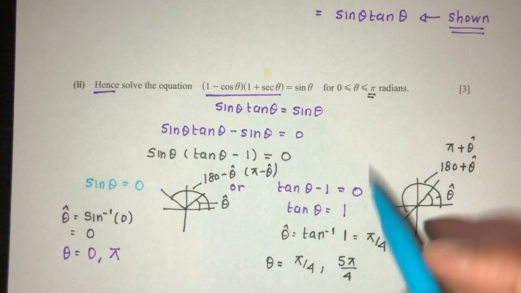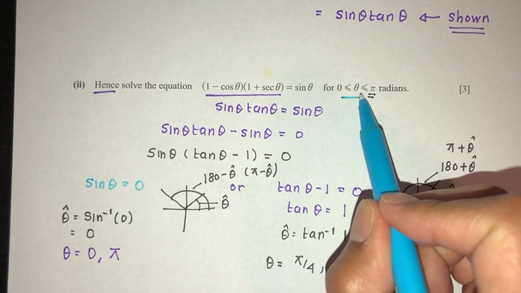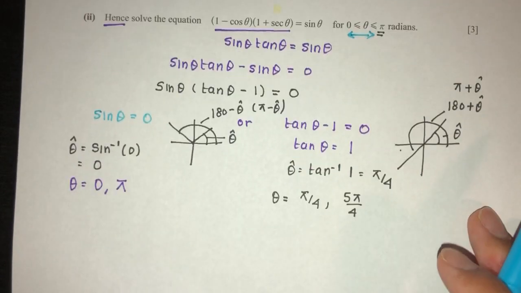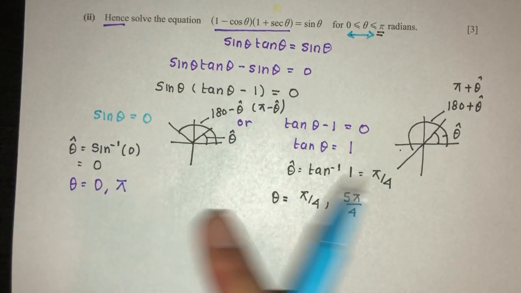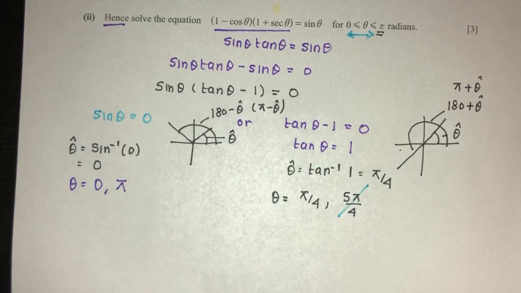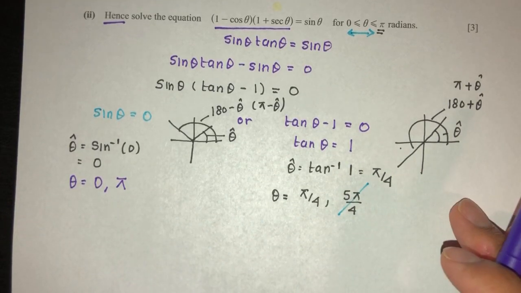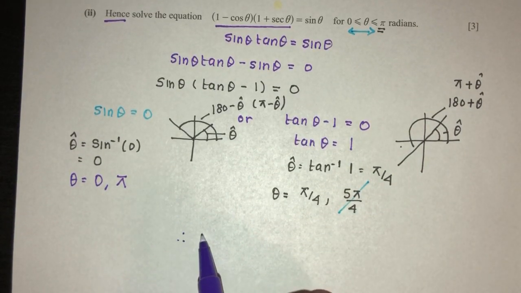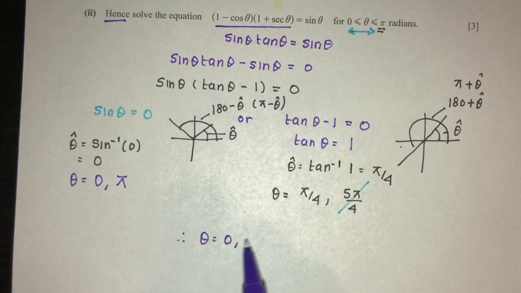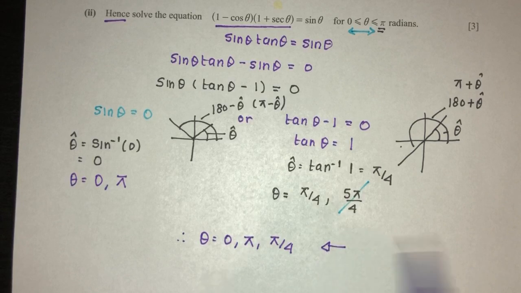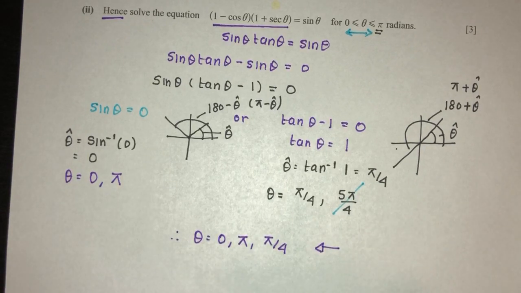But here, as you can see, the value of theta must be within the given range. So we have to check. This one is good, this one is good, but this one is outside. So it will not be qualified for the value of theta. So finally, we only have three values remaining: 0, pi, and pi by 4. And that is your answer for question number 5.